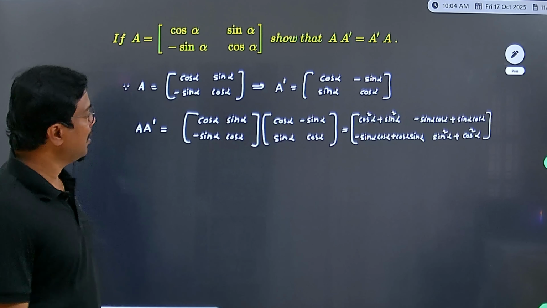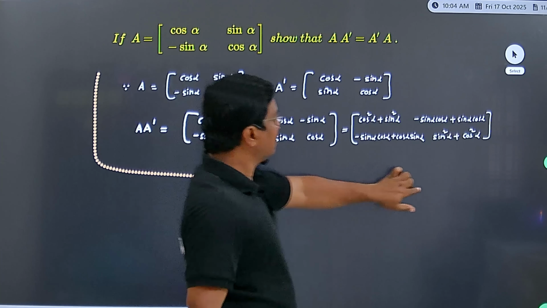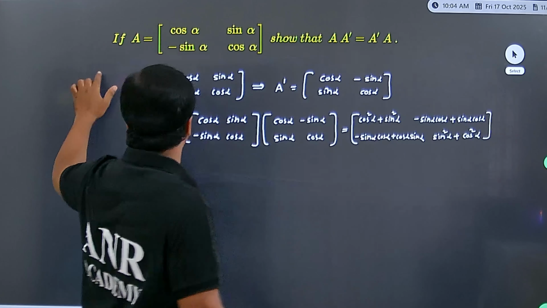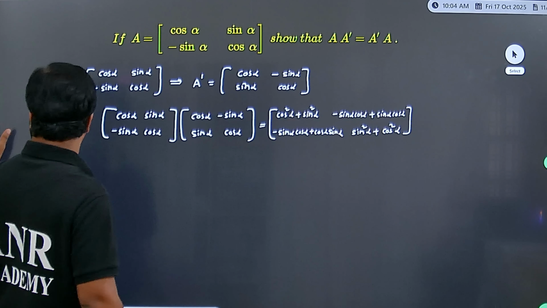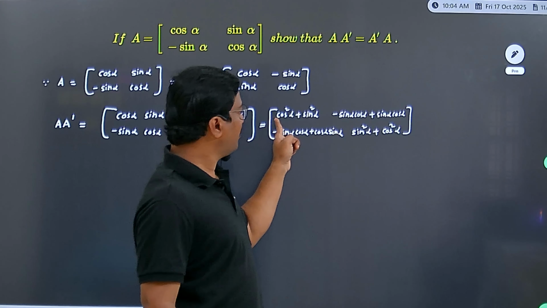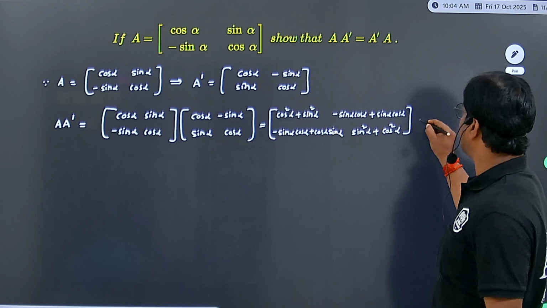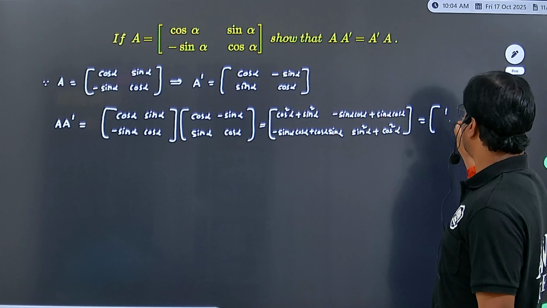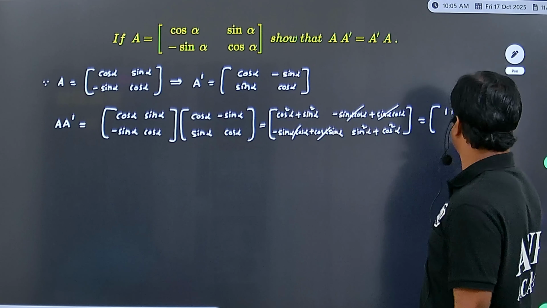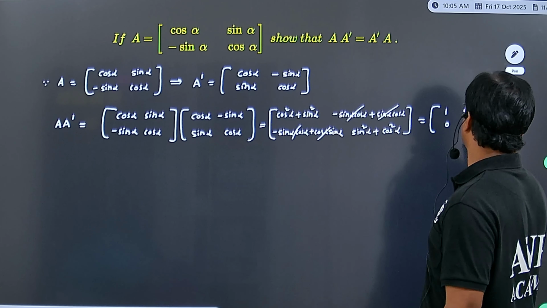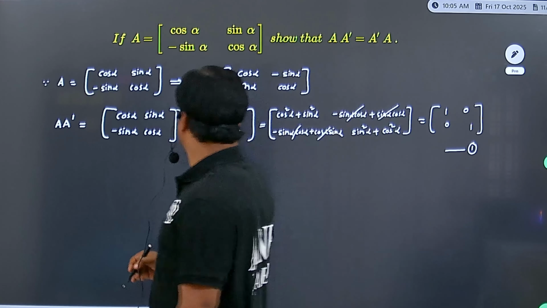Yes, now on simplification, sin square alpha plus cos square alpha value equal to 1. You know that. So what happens, observe. Here you have the trigonometric identity sin square alpha plus cos square alpha. That can be written as 1 here. And these two get cancelled. These two get cancelled. So that we get 0, 0, 1, 0, 0, 1. This is the identity matrix, that is the first result.